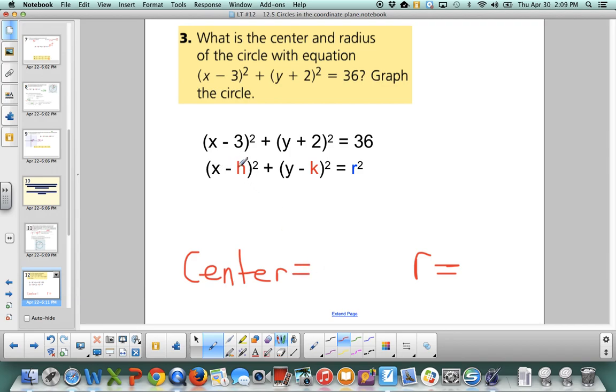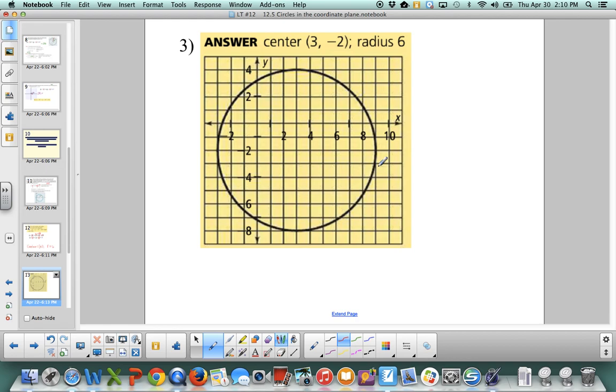So you can see in our equation x minus h. So that means that 3 must be h. And here I've got y minus k, but I have y plus 2. So this must actually be y minus a negative 2. That way, I can identify my k, which would be a negative 2. So my center is located at 3, negative 2, and my radius is square root of 36. And that is 6, because square root of 36 is 6. And you can graph it, seen here, 3, negative 2, radius is 6.